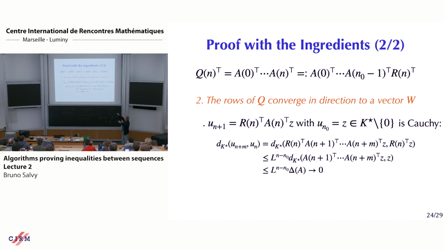Because Z started in the dual cone, and when you multiply by those, you stay in the dual cone, because it's contracted by all those matrices. So this is bounded by a finite quantity, and L is smaller than 1, so this tends to 0. So this shows that the sequence is a Cauchy sequence.